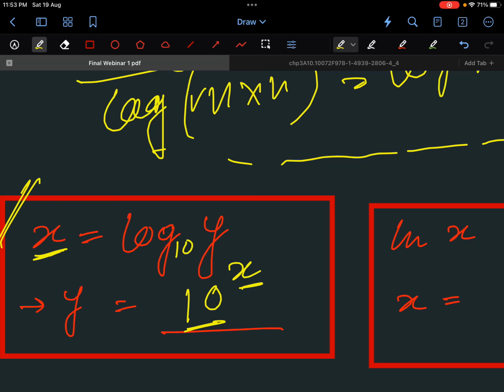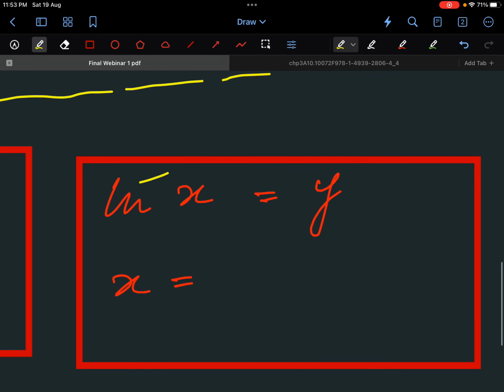Okay, you just have to multiply this. If x equals log base 10 of y, then y equals 10 to the power x. Why 10 to the power x? 10 is coming from the base of this log. So similarly, you can apply this logic here also.